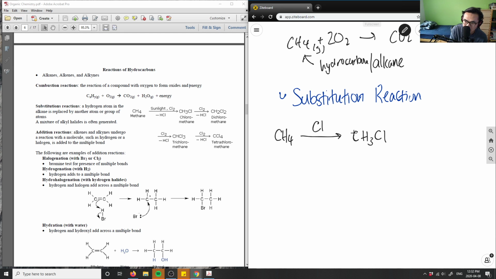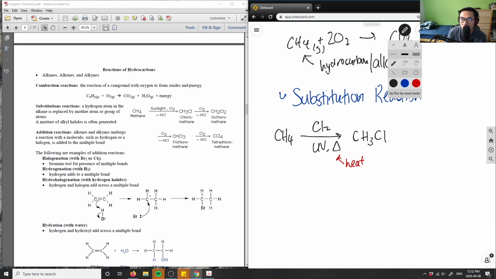I'm just going to put Cl2, and the catalyst in this case is UV light and heat. This triangle here is heat, and this here is UV light. I'm not sure what temperature it is, but if you add heat and UV light, it's going to halogenate, or substitute, this hydrogen here. It's going to become a Cl as well.